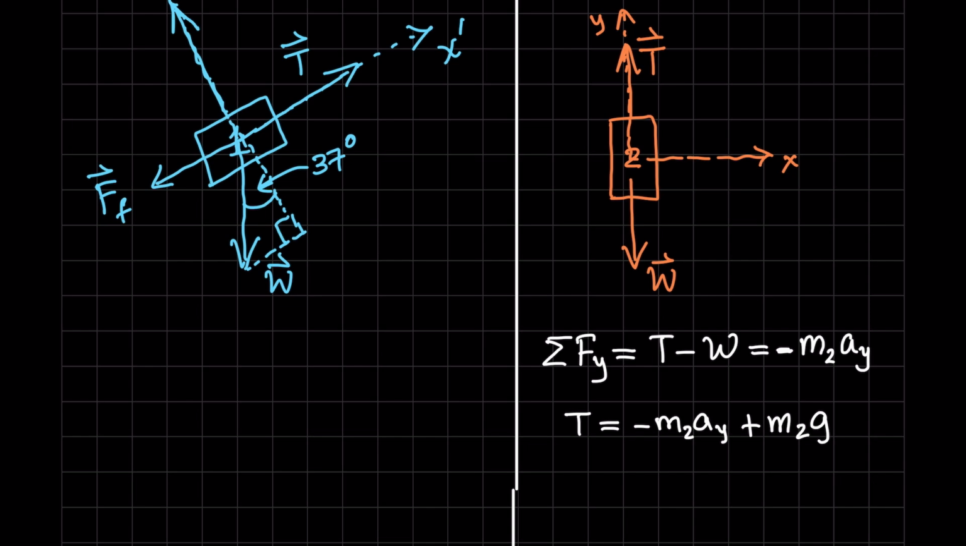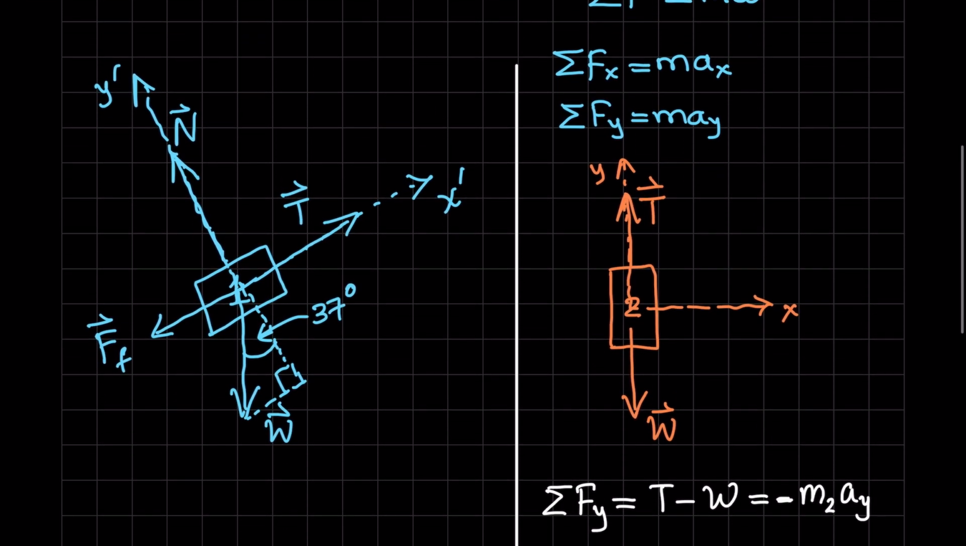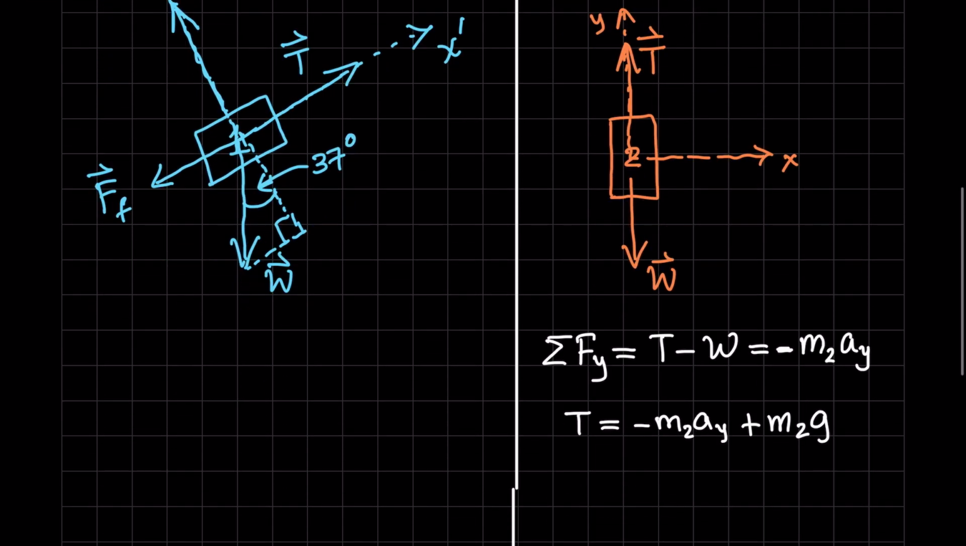Again, our objective is to find acceleration, right? So we're making progress. We're getting some equations going, right? Block 2 is a little bit easier to work with, so that's why we're starting there. Now let's switch over to block 1. Again, summing forces, right? We want to sum the forces. In this case, you want to do both directions. So we'll start with summing forces in the x prime direction.